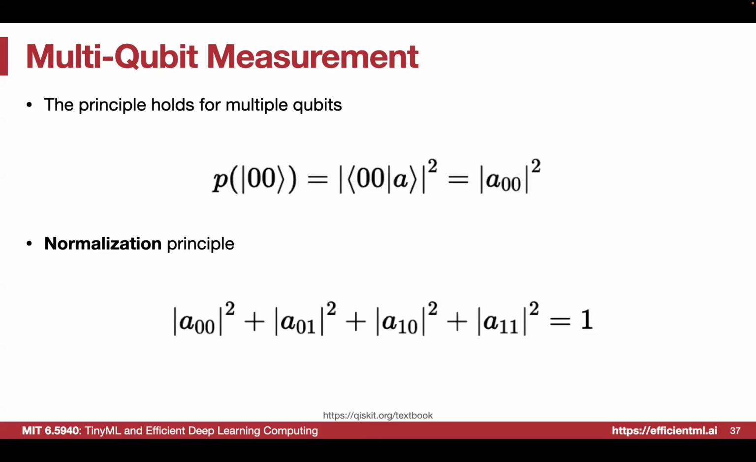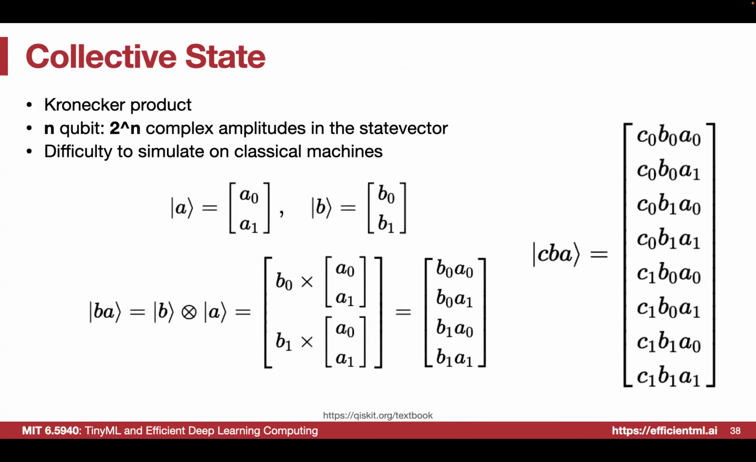Another principle is that the squares of all the information should sum up to 1. That's the normalization principle that applies to all multi-qubit systems. So even if you have 1,000 qubits, those 2 to the power of 1,000 numbers should also add up to 1.